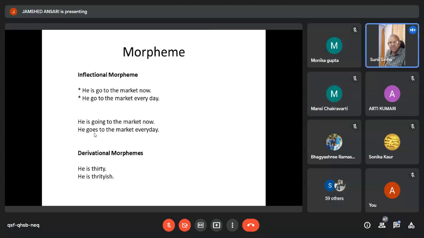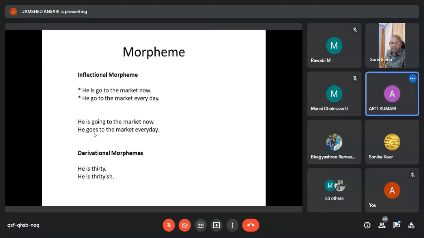Mismanaged. Mismanage is okay. Management. Ment is okay. That is a derivational morpheme. Mismanagement. Mis is a derivational morpheme. Ment is also a derivational morpheme. But manages. S is an inflection.